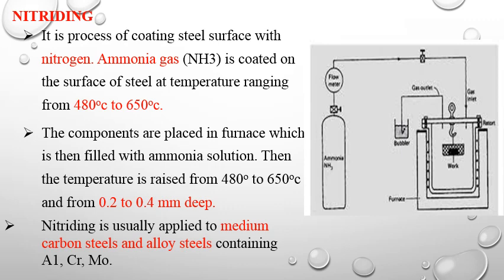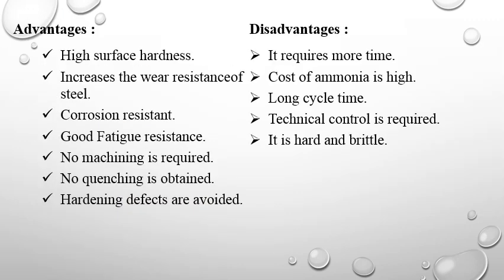The flow goes from the gas inlet to the gas outlet pipe. Nitriding is applied to medium carbon steel alloys containing aluminum, chromium, molybdenum, etc. As an advantage, there is high surface hardness, corrosion resistance, good fatigue resistance, no machining is required, and no quenching is required. Disadvantages are that it requires more time, the cost of ammonia is high, the cycle time is long, and it is hard and brittle.